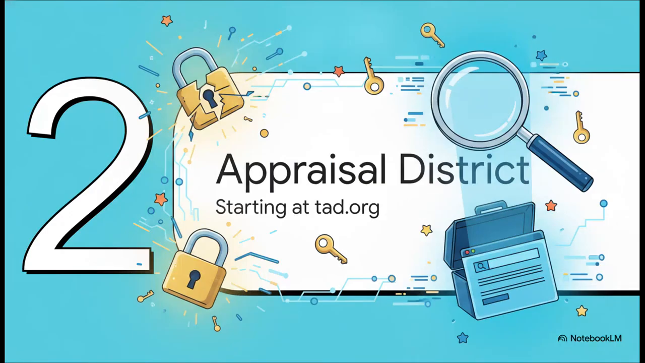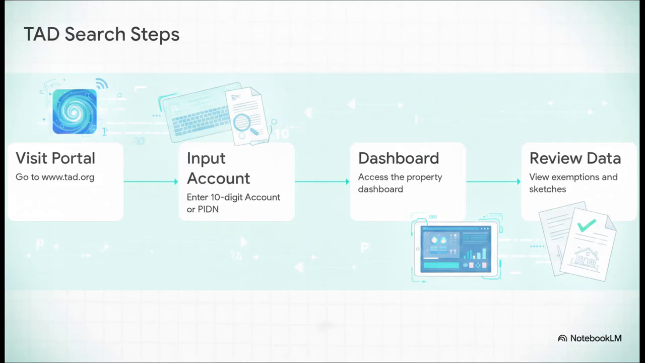Moving right along to Section 2, unlocking the Appraisal District. The TAD portal is almost always where your investigation should kick off. So how do we use it? Step 1, you just visit tad.org. Step 2, input your search. Now here's an incredible insider secret. If you have it, inputting a specific 10-digit account number or PIDN bypasses all those intermediary search lists and drops you directly onto the property dashboard.